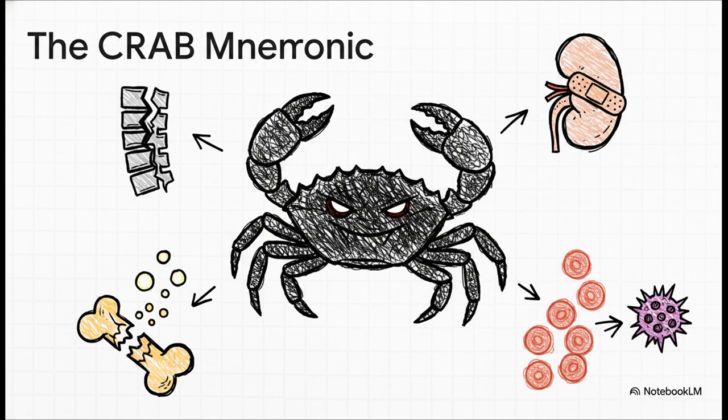C is for calcium elevation, hypercalcemia, which happens because of that osteoclast-driven bone breakdown we just talked about. R is for renal impairment, because the kidneys are getting hammered by the heavy load of circulating proteins. A is for anemia, which causes lethargy and dyspnea, simply because those plasma cells are crowding out normal red blood cell production in the marrow. And finally, B is for bone lesions. We're talking severe backache, vertebral collapse, and pathological fractures.